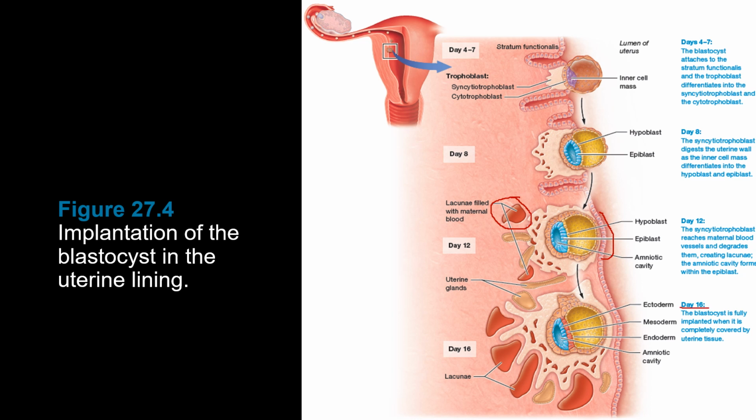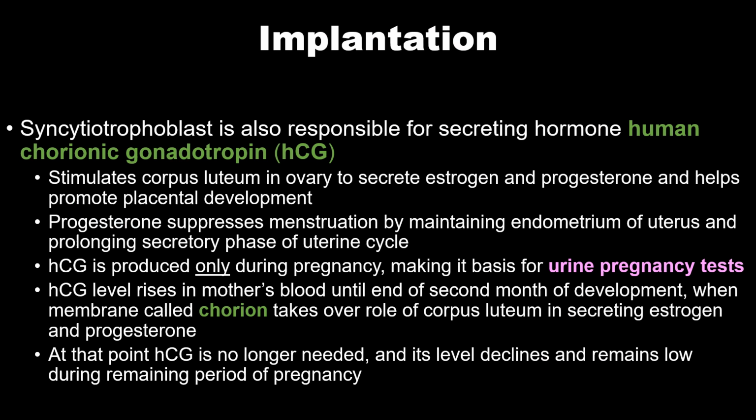And by day 18, the cytoblast is fully implanted and covered by uterine tissue. Lacunae are really formed up now, and you see the blastocyst has begun to differentiate in cell layers. We'll talk about that here in just a second. Now, the syncytiotrophoblast is also going to be responsible for secreting HCG, human chorionic gonadotropin.